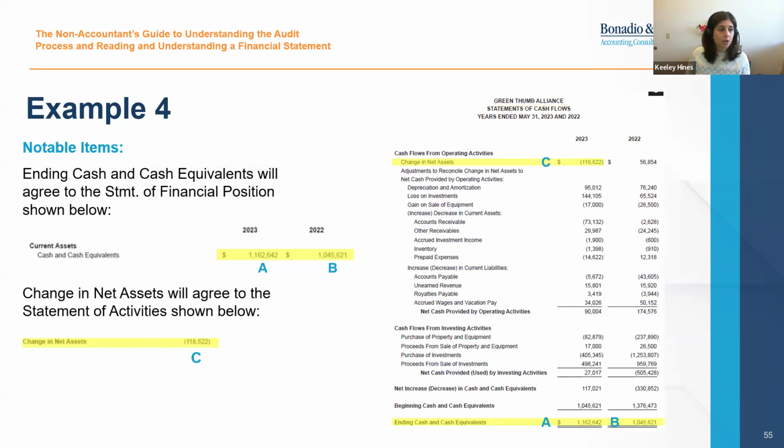Again, pointing out a couple things that tie you back to the financial statements, as I had mentioned, for the tick marks A and B. So those balances tie back to your statement of financial position or your balance sheet. And then you will see your change in net assets of your revenues and expenses tie back to the statement of activities.